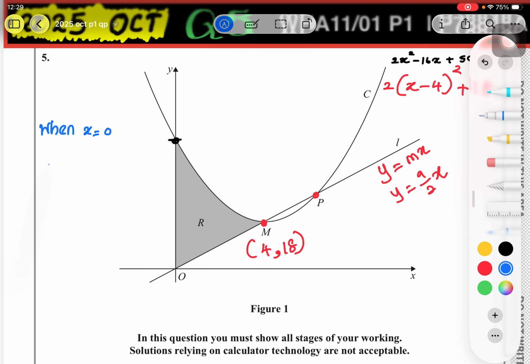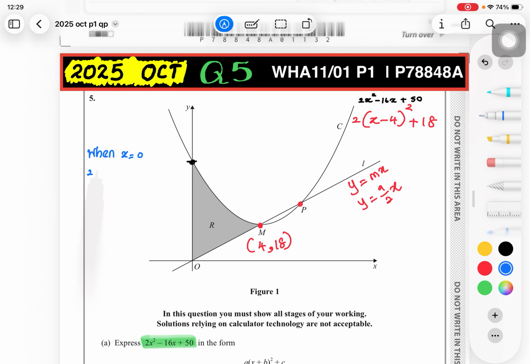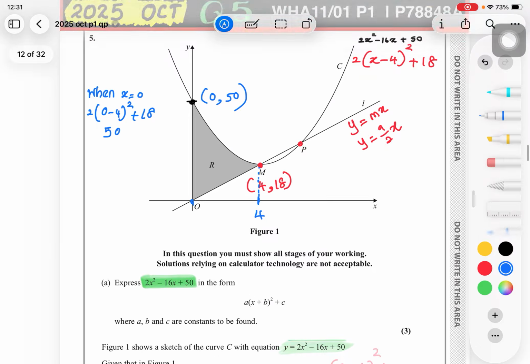When x equals 0, it's 2 times (0 minus 4) whole squared plus 18, which is negative 32, and this will give us 50. So this coordinate is going to be (0, 50). You can take any point so that we can visualize it too. In this one, this range is entirely from 0 to 4. We can check the x coordinate because this is going to be 0 and this corresponds to 4.